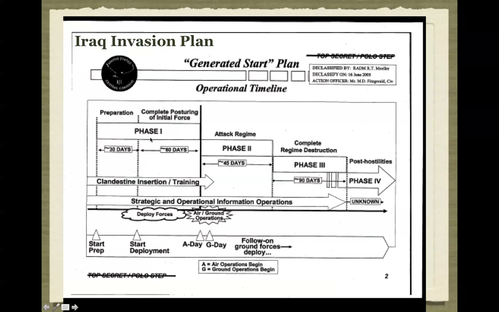You'll notice phase one, there is a timeline, preparation, complete posturing of initial force. Phase 2, attack regime, 45 days. Phase 3, complete regime destruction within 90 days. You'll notice here, phase 4, post-hostilities, and in this box, unknown. Strategic and operational information operations was unknown at that point. Now it turns out that what we didn't know kept us involved in Iraq for many, many years.